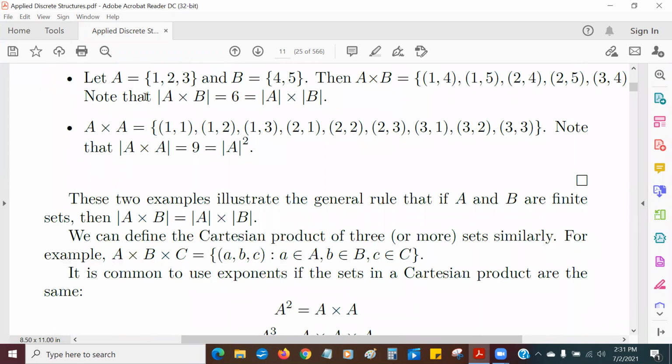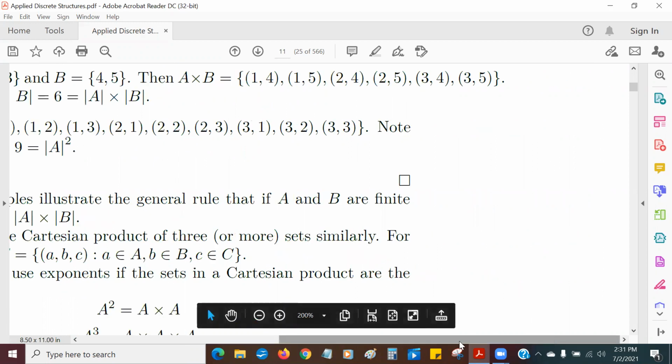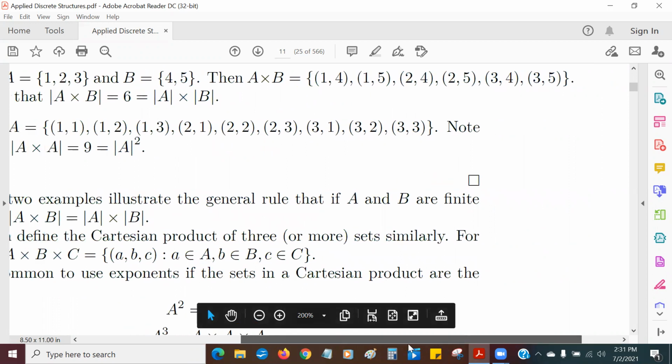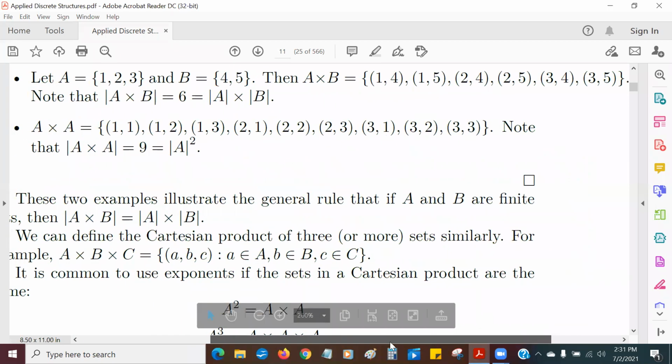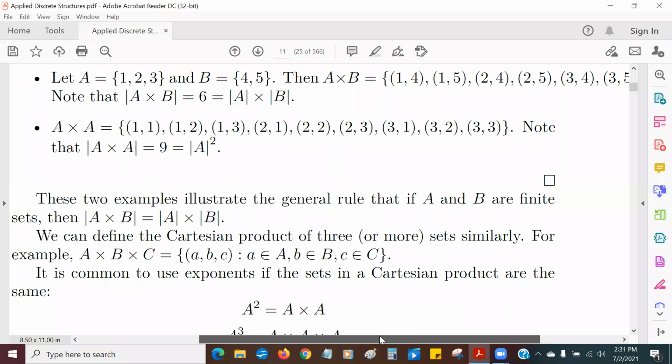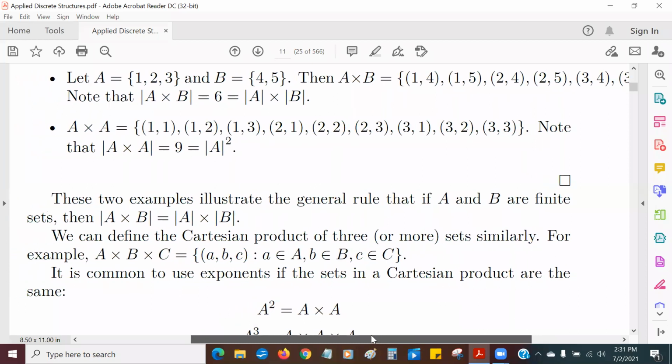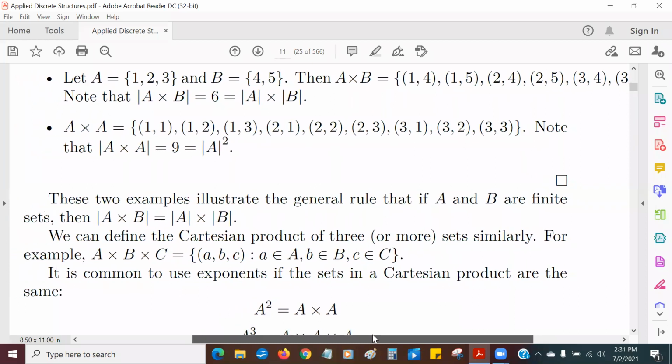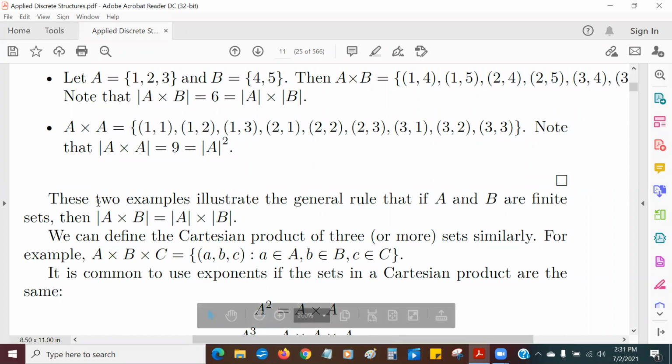Let's say A is the set {1, 2, 3}, and B is the set {4, 5}. So A cross B is going to be (1,4), (1,5), (2,4), (2,5), (3,4), (3,5). How many units? Notice that there are 6 elements. The cardinality of A cross B is the cardinality of A times the cardinality of B.